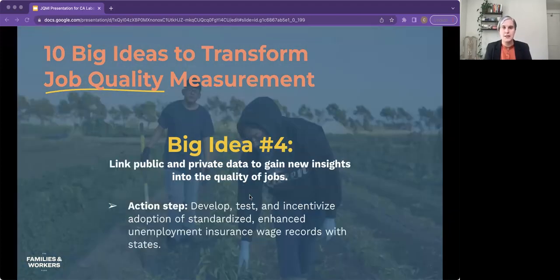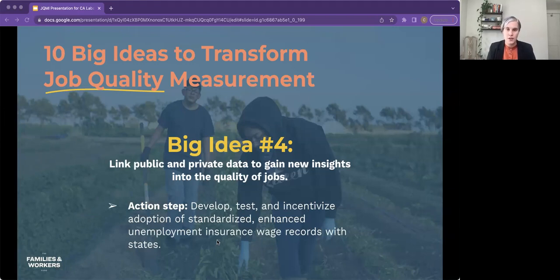Big idea number four is to link public and private data to gain new insights into the quality of jobs. And this builds on the last idea that I just shared about using the data that businesses are already reporting to the federal government. So we hold many pieces of administrative and statistical job quality data in different places, but they're rarely accessible or linkable. The federal government and state and local government and commercial platforms can explore ways to better pair their data and standardize collection processes and create shared data goals in order to get better data without burdening job seekers and workers and government agencies and businesses with additional data collection requests.